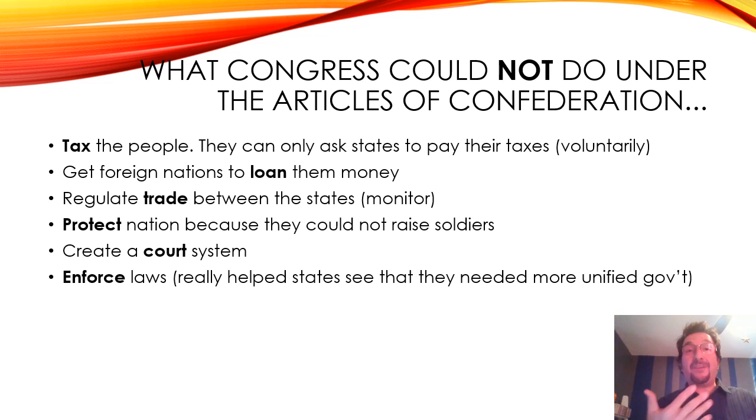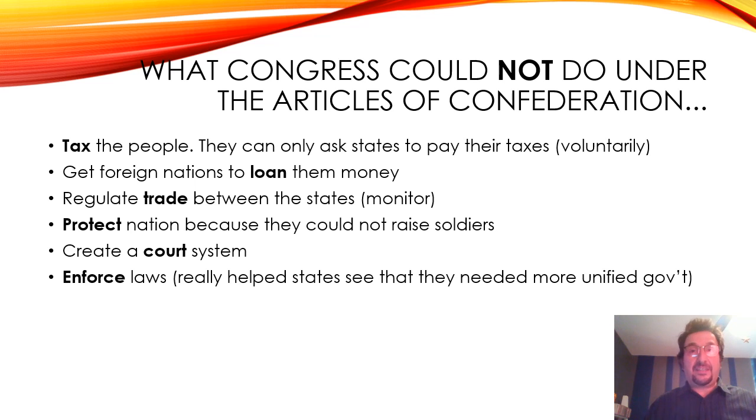Number 5, they could not create a court system. Every state had to do it on their own. If you think back to the Salem witch trials and the John Peter Zenger trial, it was all on each state. Now they're trying to say, should we do it federally, or should we just let the states handle it? And they're like, let the states handle it.